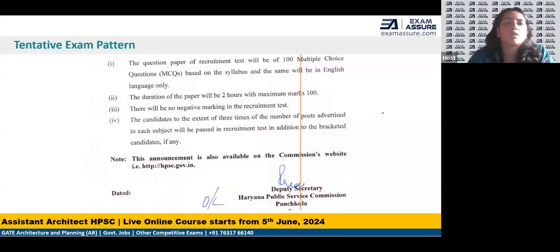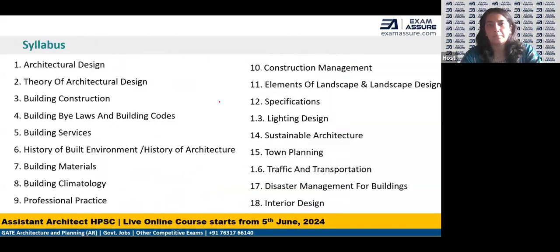So if you see, there would be 100 MCQ questions, which will be again all in English. You would have a 2-hour paper for 100 marks. So 1 mark each question, and there would be no negative marking, is what they had clearly mentioned last time. So these are the important things that we need to also keep in mind. And as far as the syllabus is concerned, that was mentioned last time, right? So they had clearly given a detail of all the subjects, a list of them that you need to be prepared with.